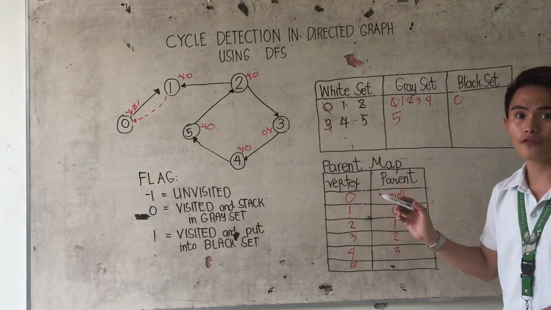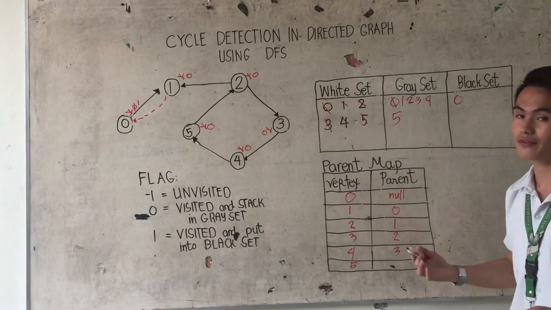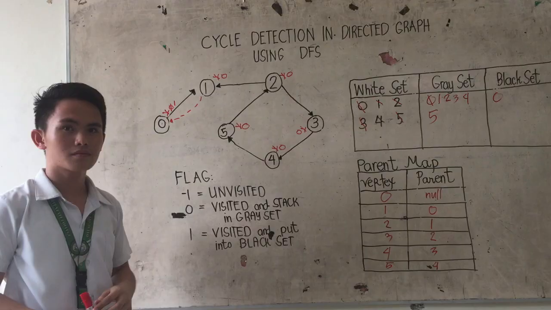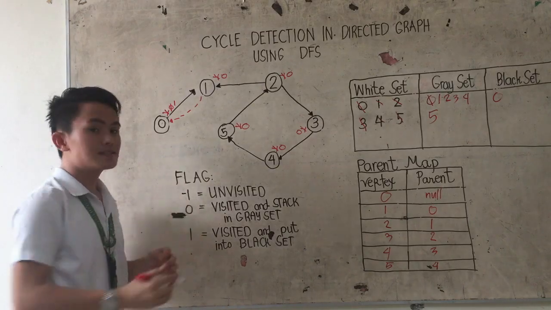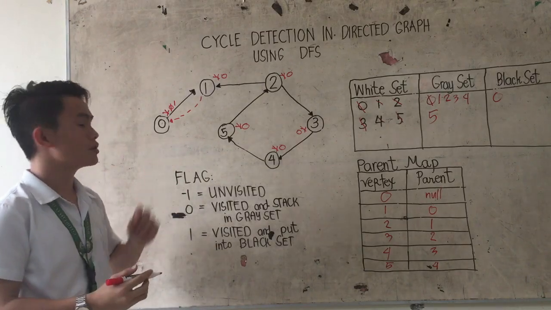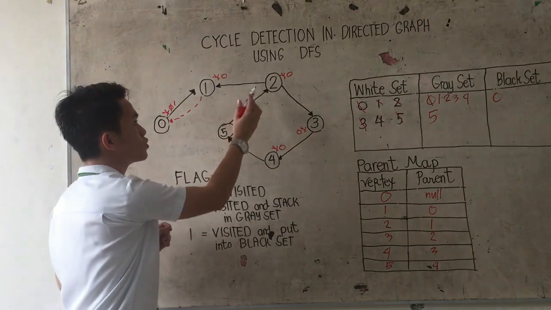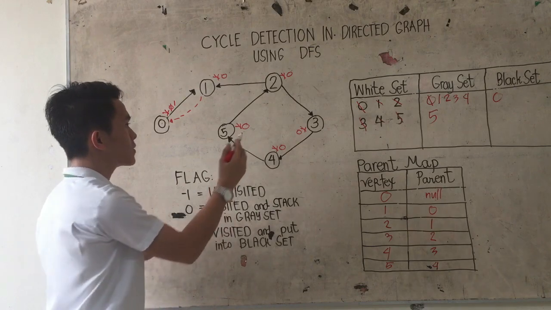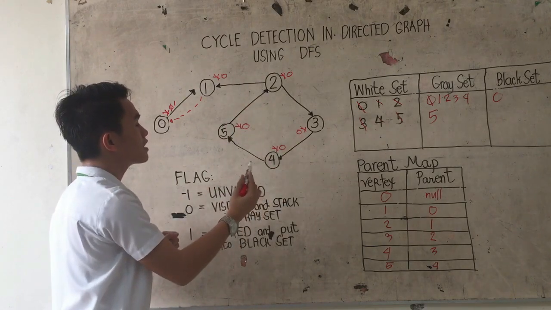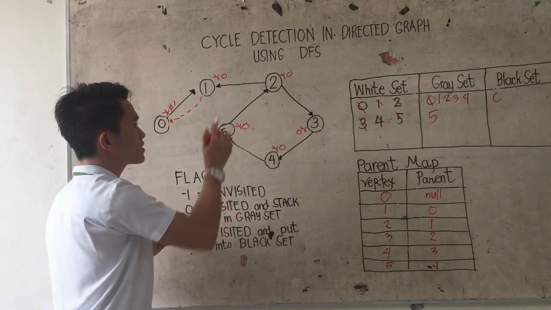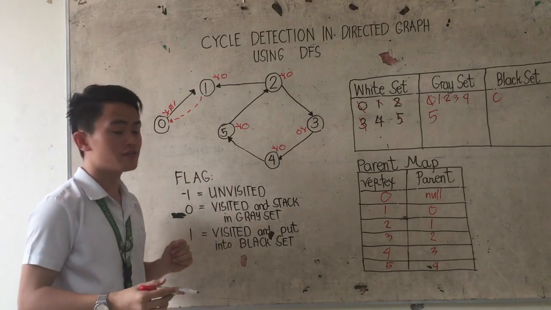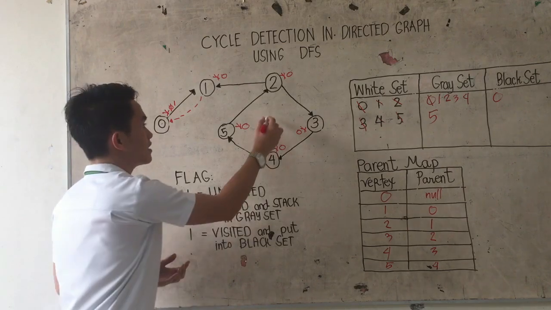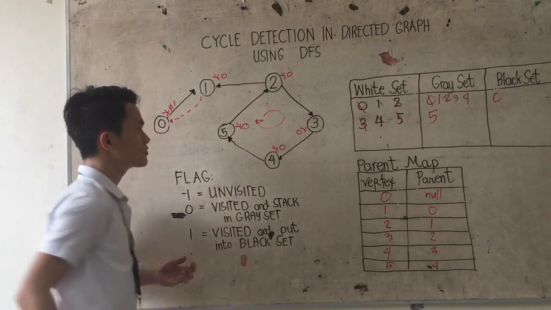And what is the neighbor, or the parent node, of 5? It is 4. After visiting 5, let's now visit the neighbor of 5, which is 2. But as you observed, 2 has been visited. And as you observe in this graph, each node has a corresponding flag of 0, which is visited. So we can now detect the cycle in this graph.